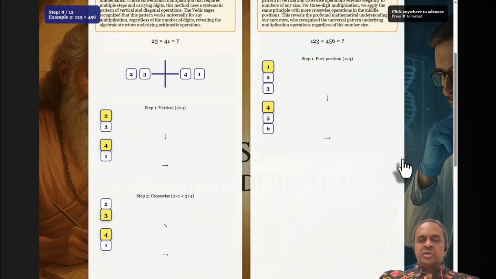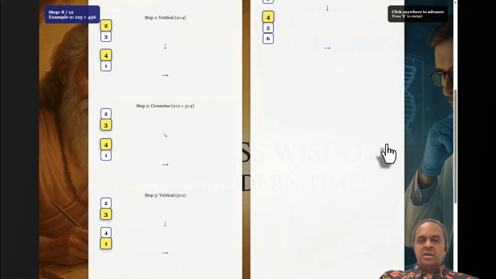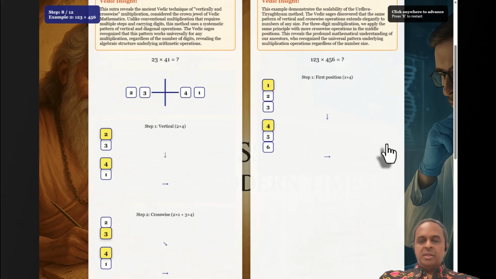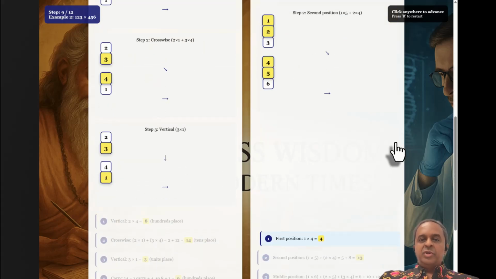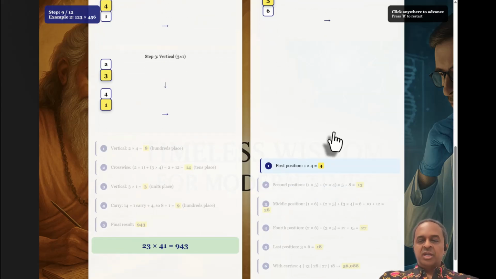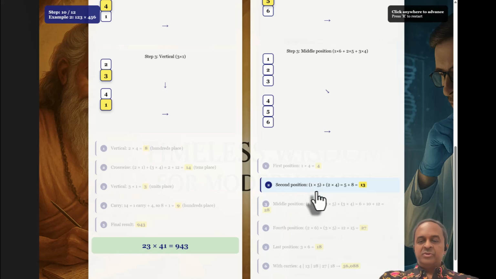Okay. So like before, if you take the hundreds digit, the vertical applies, so 1 times 4. And then you do the second position, which is the first crosswise. You apply it between the 1 and 2 on the first number, and the 4 and 5 on the second. So you'll see in the second position, 1 times 5 plus 2 times 4, so 5 plus 8 is 13, okay? Then you have one more crosswise in the middle position.